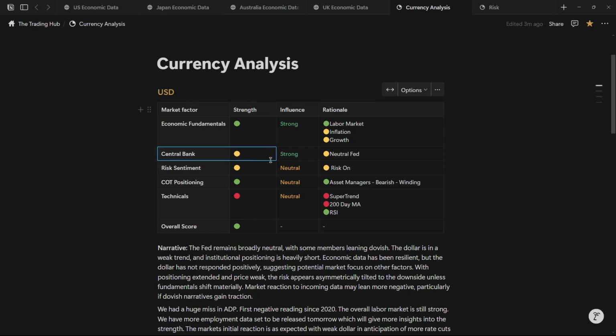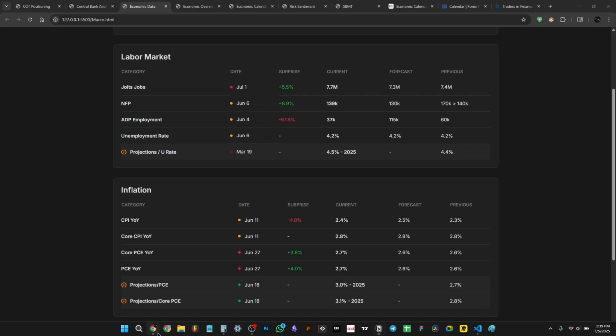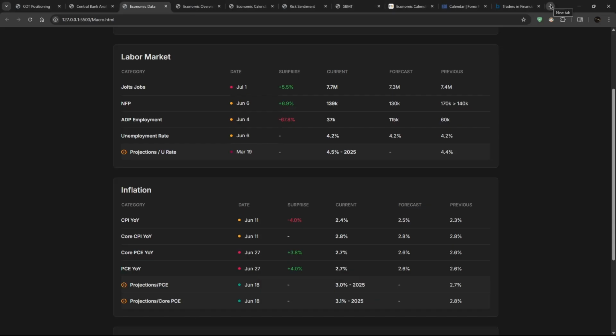And if they're dovish, that's negative for the dollar, and that would be red right here, so a negative bearish point. And if they're neutral, that would be just a neutral score, so neither hawkish nor dovish. And what I've been doing recently, I'll show you a website here.